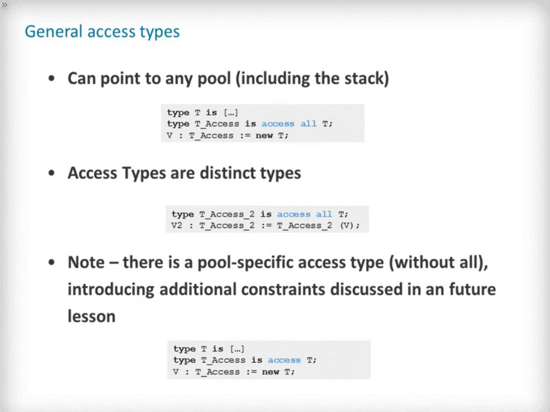Additionally, there is a pool specific method of declaring an access type where the all keyword is omitted from the declaration. But this is an advanced subject and we will cover more about this in a future lesson. The last code snippet shows an example of this.